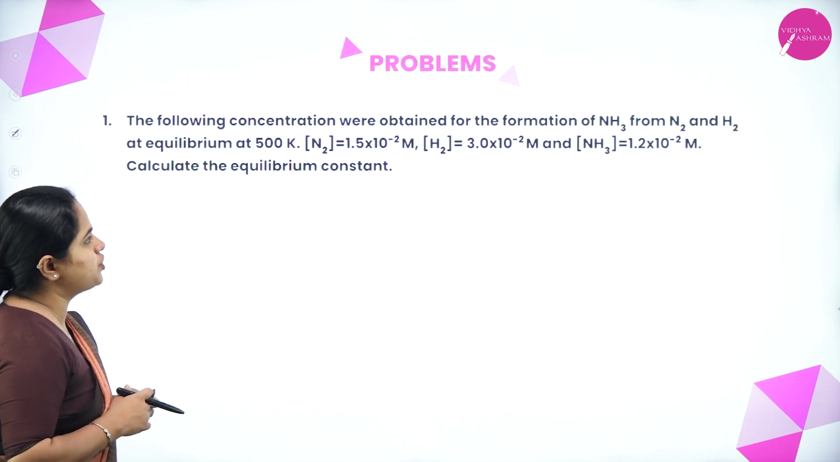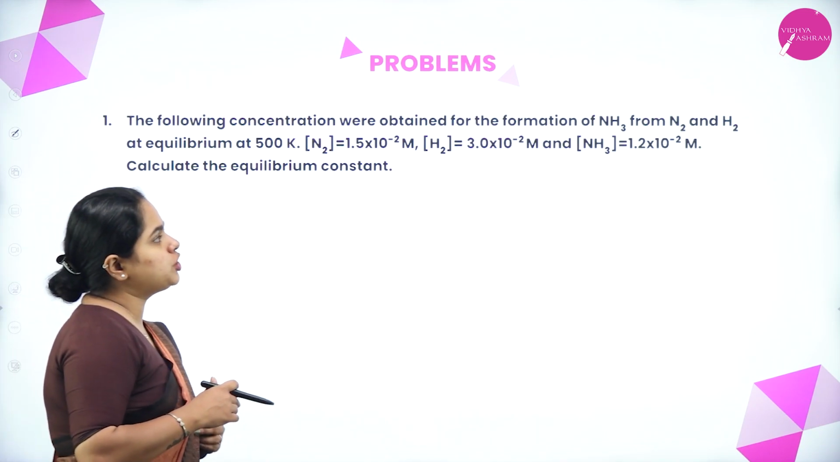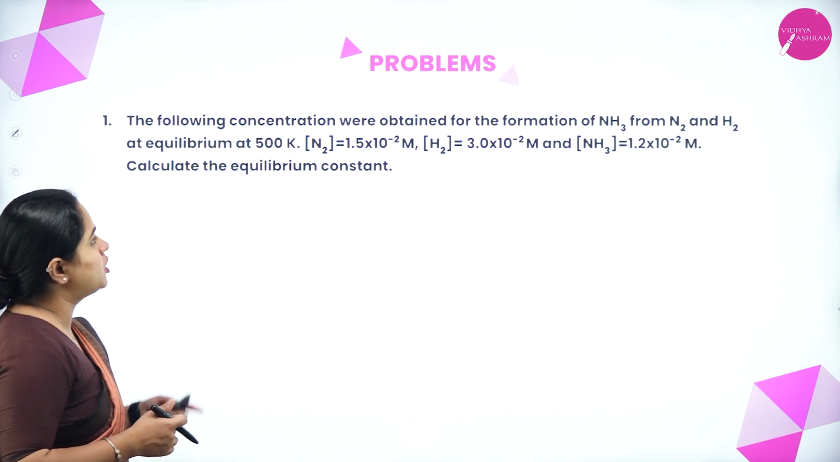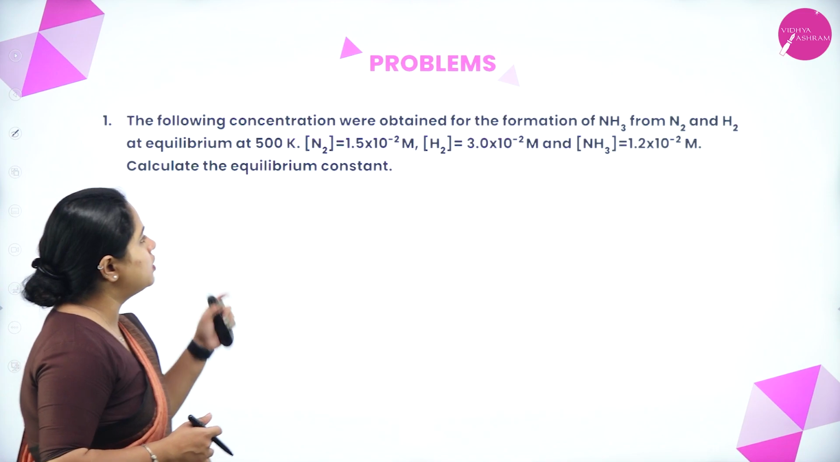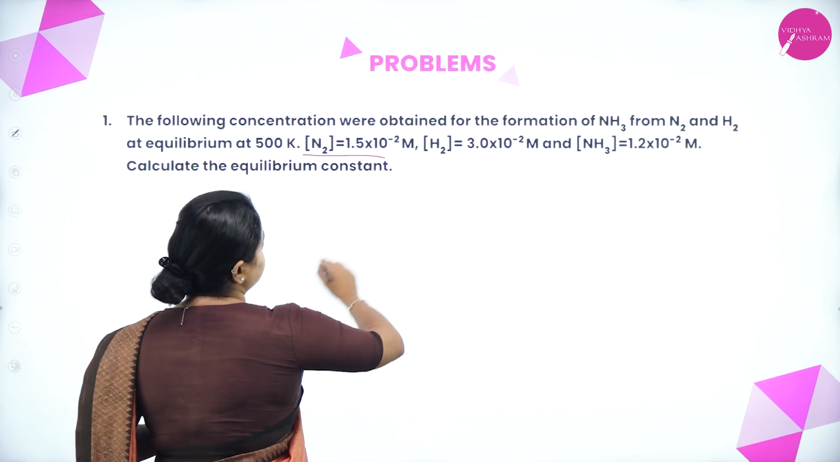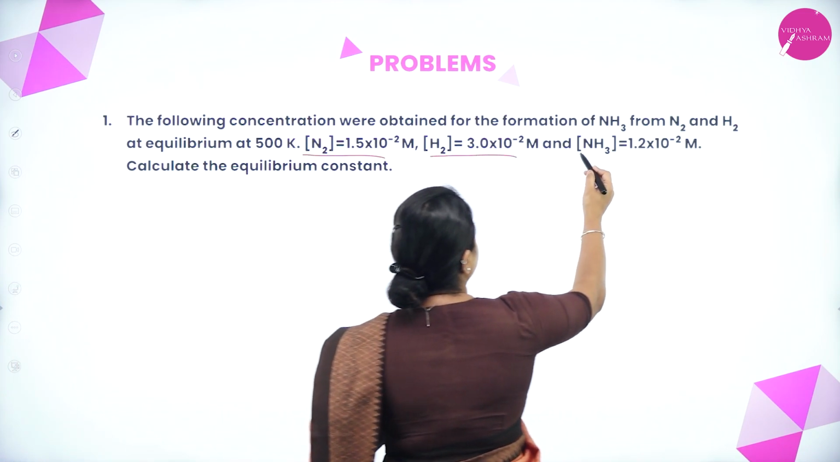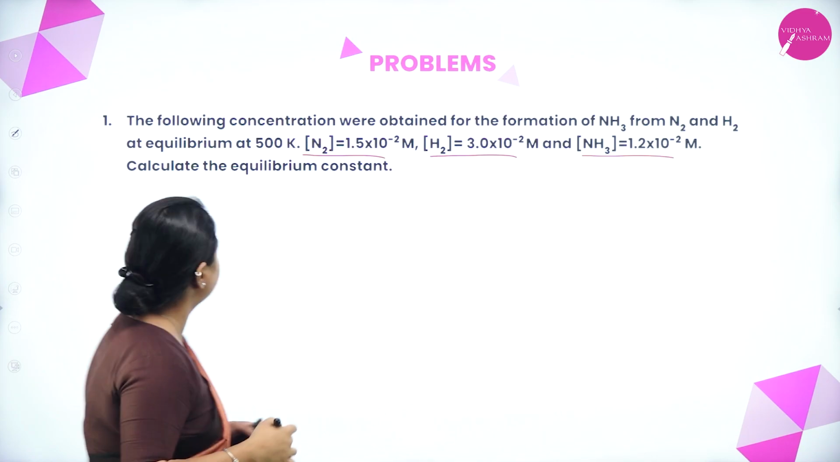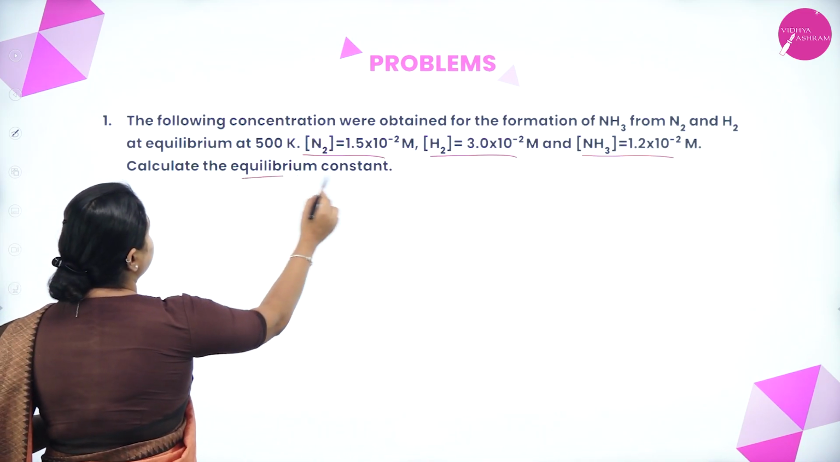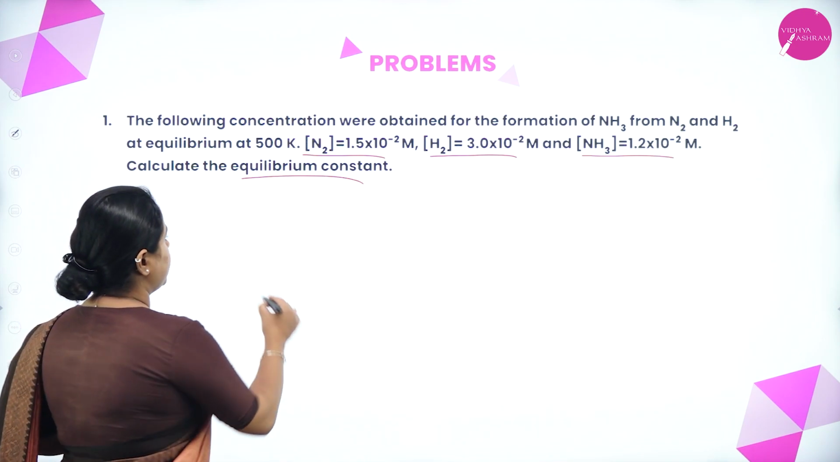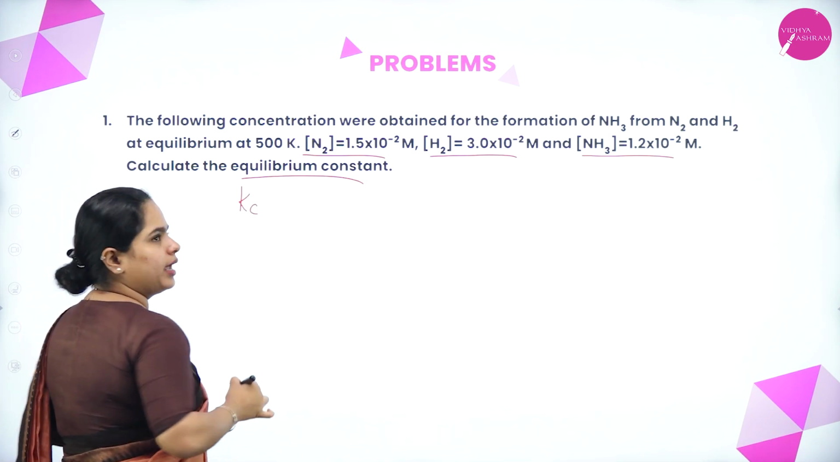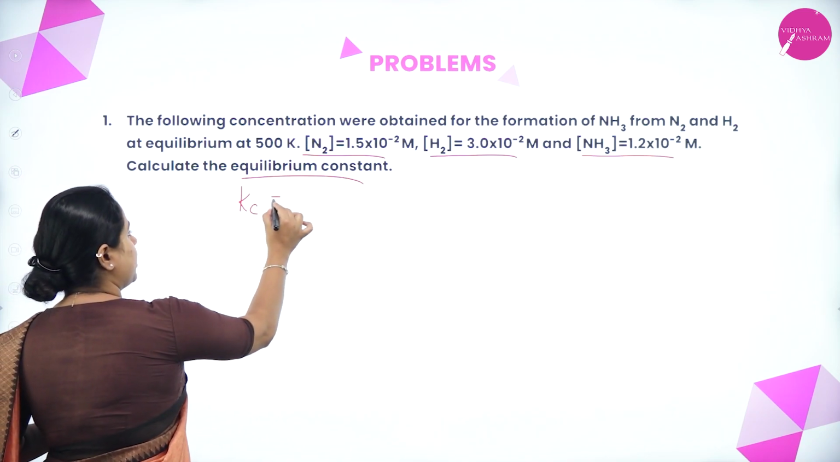The following concentrations were obtained for the formation of ammonia from nitrogen and hydrogen at equilibrium at 500 Kelvin. So the concentration of nitrogen, concentration of hydrogen, and concentration of ammonia is given here. What is it that we have to calculate? Calculate the equilibrium constant. That means Kc we have to calculate, right?